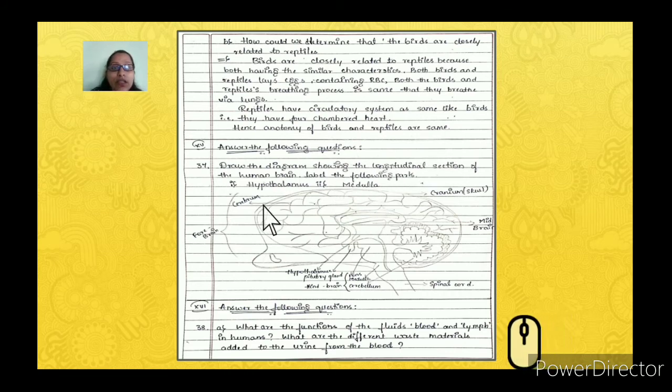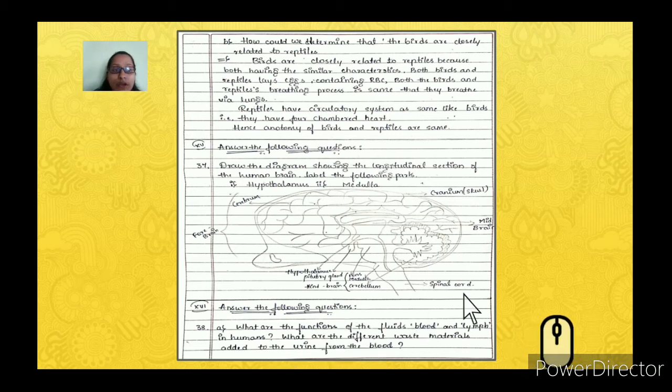Answer the following question, wherein you need to draw a diagram of a longitudinal section of the human brain and mark the parts of hypothalamus and medulla. So the medulla is present near the spinal cord, and the hypothalamus is nearing the midbrain. So this is marked here, and you can see that it represents the central nervous system, and the nervous system consists of the brain and the spinal cord.